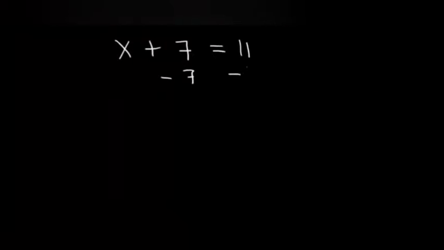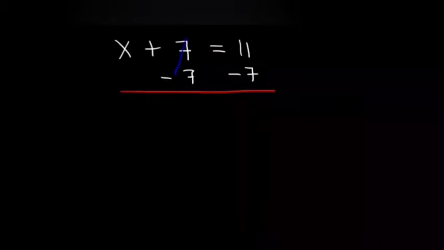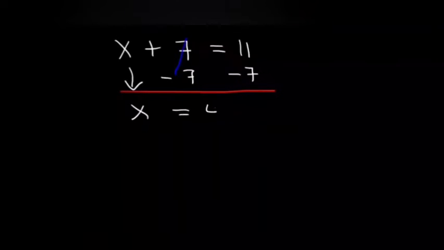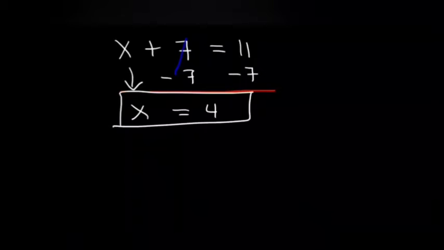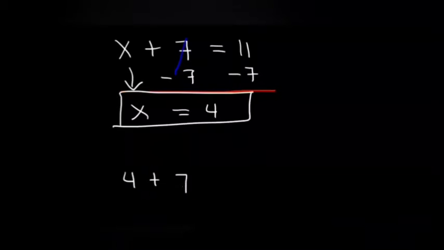And let's take a similar example. x plus 7 equal to 11. Now what will you add to 7 to give you 11? To do that, you subtract 7 from both sides. That is the opposite of addition. When you do that, the 7 cancels 7, and our x is equal to 4. Now let's verify. 4 plus 7 is equal to 11.